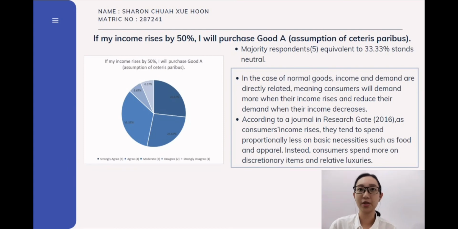Next up, most respondents stand neutral for the fourth assumption, in which, if my income rises by 50%, I will purchase good A. The reason for this is that, according to a journal in ResearchGate 2016, as consumers' income rises, they tend to spend proportionally less on basic necessities such as food and apparel. Instead, consumers spend more on discretionary items and relative luxuries.